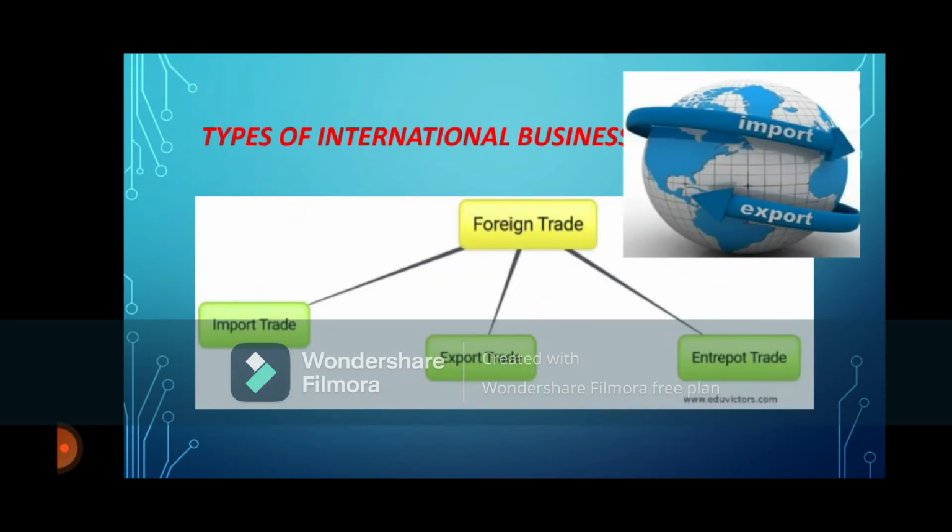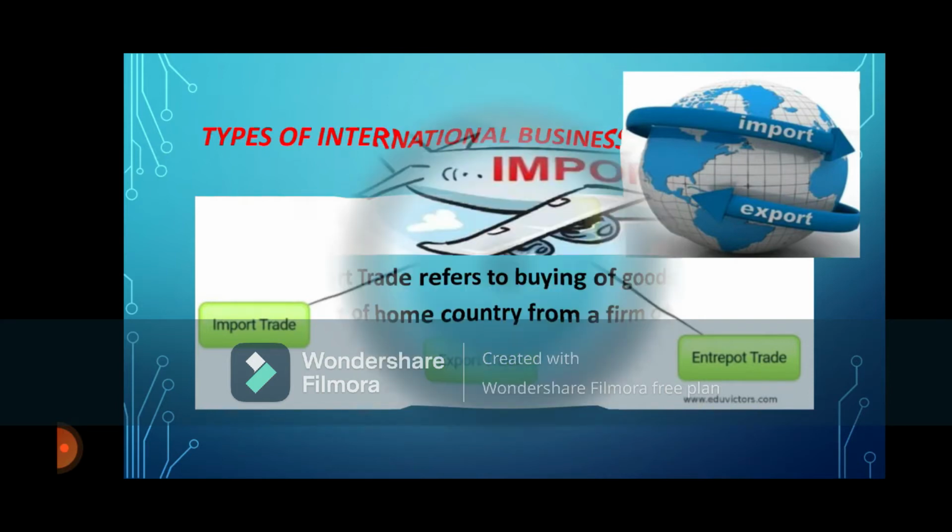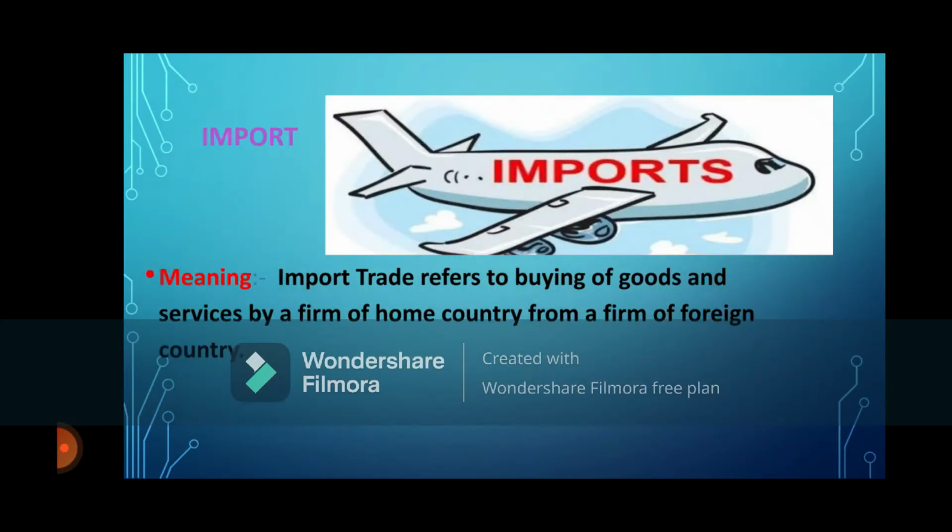Let's start. Types of international business. There are three types of international business: import, export and entrepot. We will discuss one by one. First one is import. Import trade refers to buying of goods and services by a firm of the home country from a firm of a foreign country.